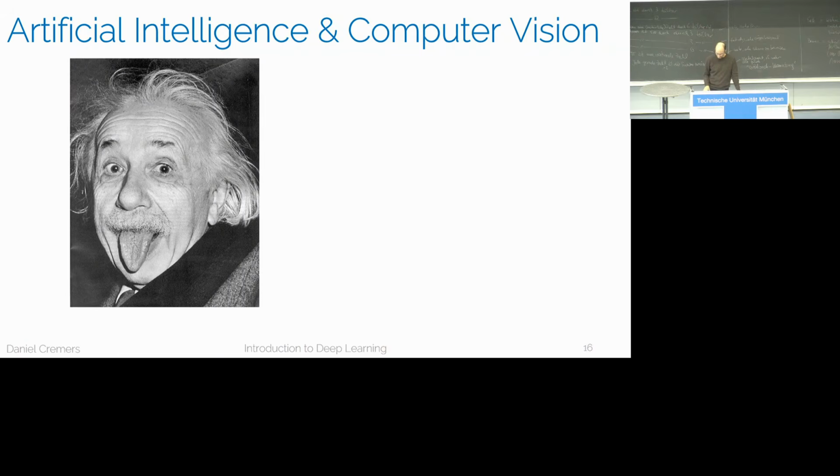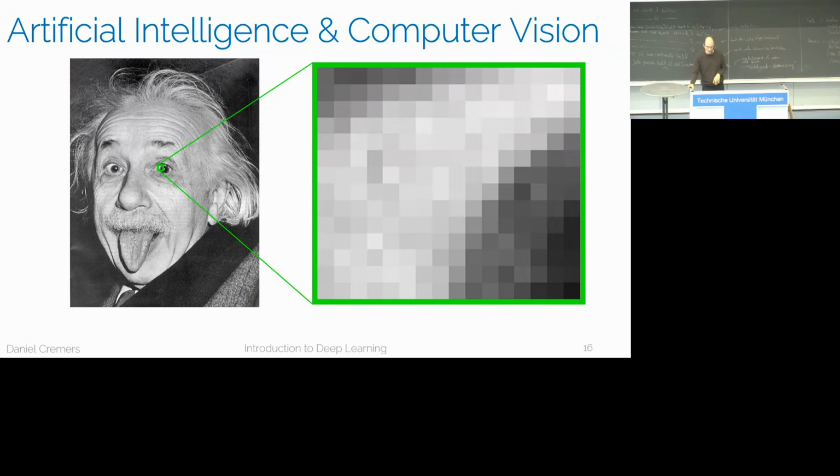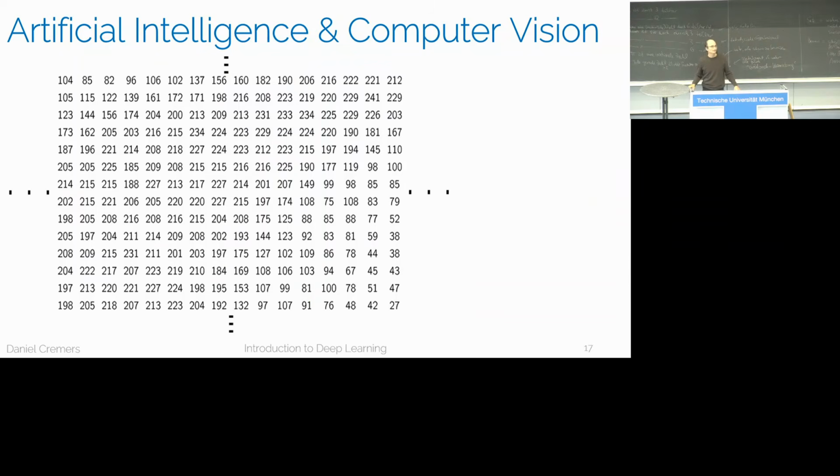How would that look like? Well, let's look at Einstein close-up. Zoom in into the eye. This is the patch in the eye. You can encode it for the machine with numbers, right? Bright values are high numbers. Dark values, like in the bottom right of this patch, are low numbers. So this patch here in the eye of Einstein looks like that in the machine. And the whole image, the whole picture that you see is a huge matrix of numbers, right?